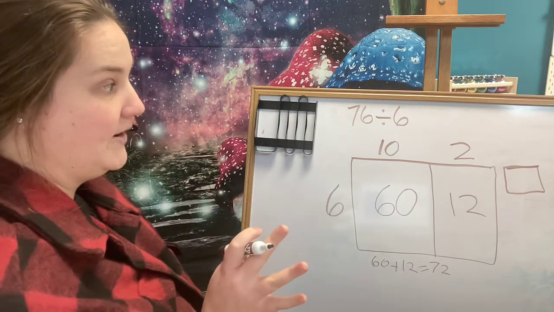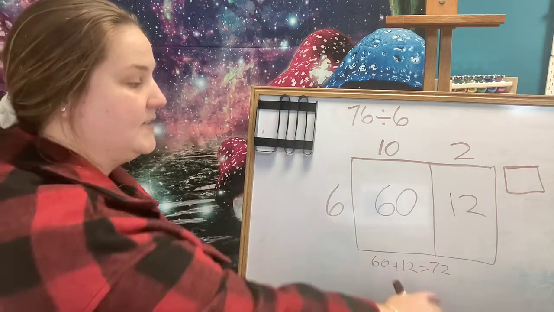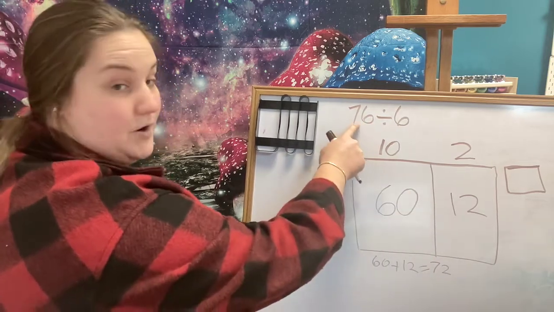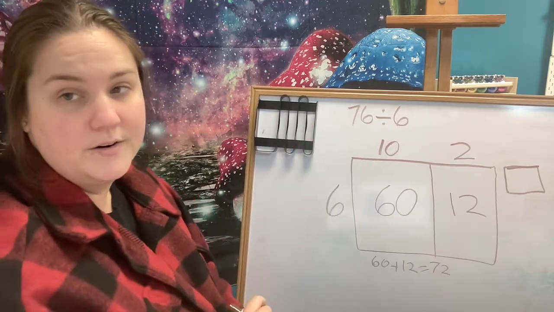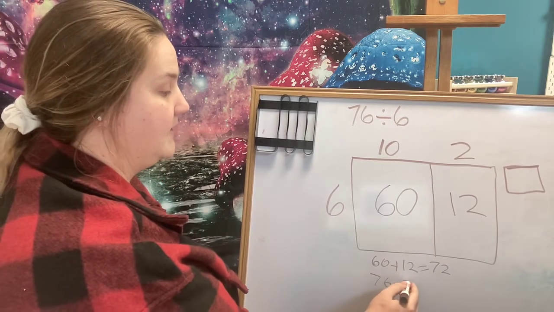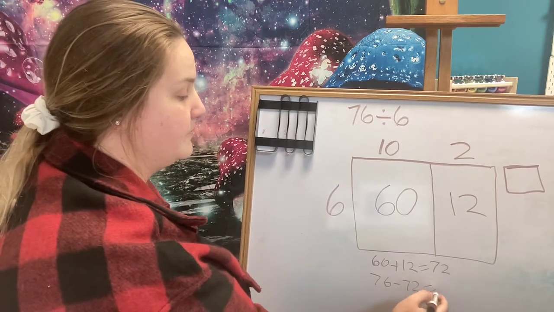To figure that out, all you have to do is take your two totals, subtract them from your original number. So we're going to do 76 minus 72.